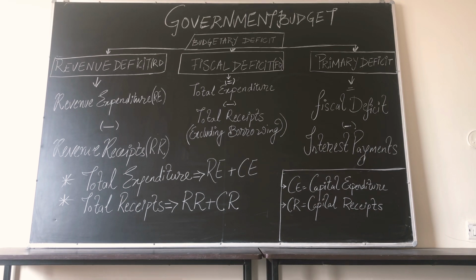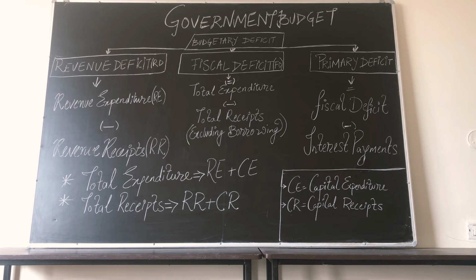Now we shall distinguish between fiscal deficit and primary deficit on the basis of three points. First one is definition. Primary deficit is the difference between fiscal deficit and interest payments. Fiscal deficit is an excess of all anticipated government expenditure over the anticipated government receipts of the year. Second is formula. Primary deficit equals fiscal deficit less interest payments. The formula for fiscal deficit is total expenditure minus total receipts excluding borrowing.